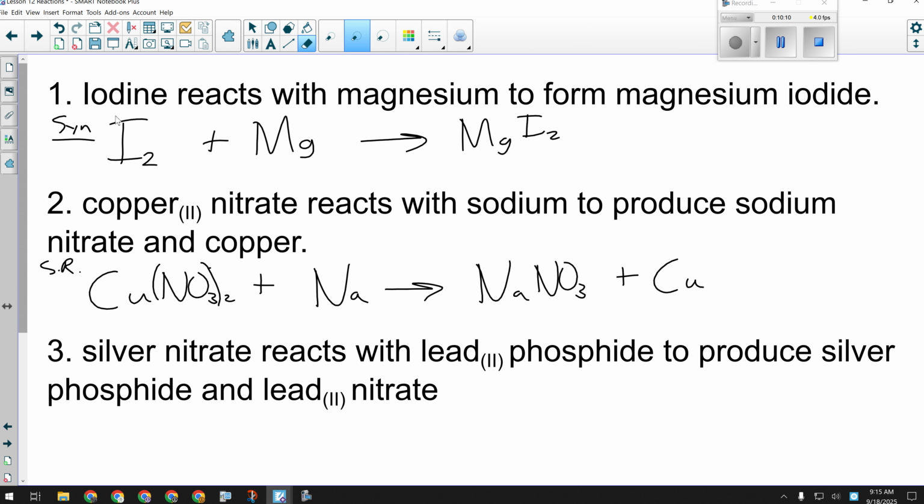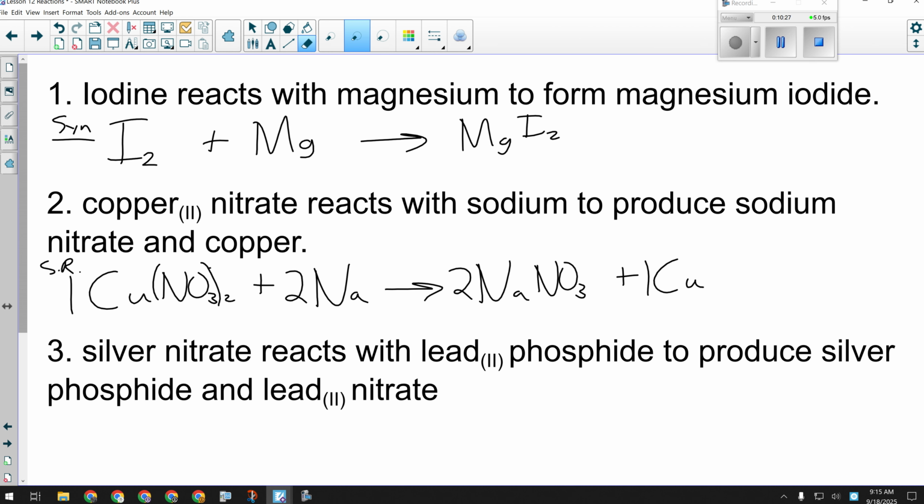Balancing wise, 2 is my biggest number right here. So a 2 there balances the nitrates, but gives me 2 sodiums. I had to come back here and put a 2 in front of the sodium, and then everything else should be good.